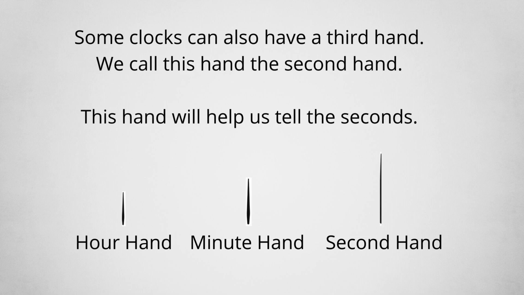Some clocks also have a third hand, and that hand is called the second hand. And not surprisingly, this hand will help us tell the seconds. So the hour hand is the smallest, the minute hand is the next smallest, and the second hand is the biggest.